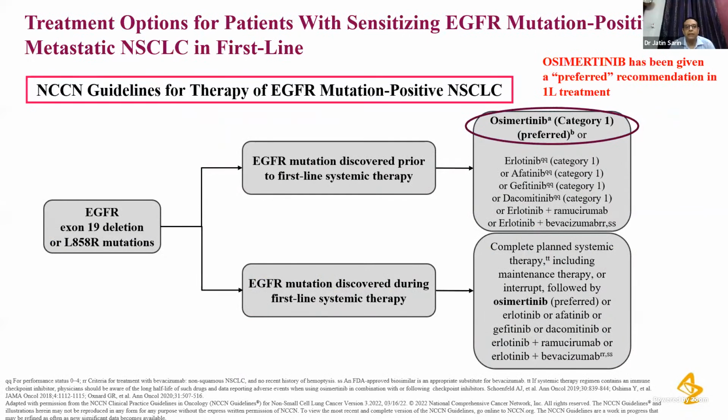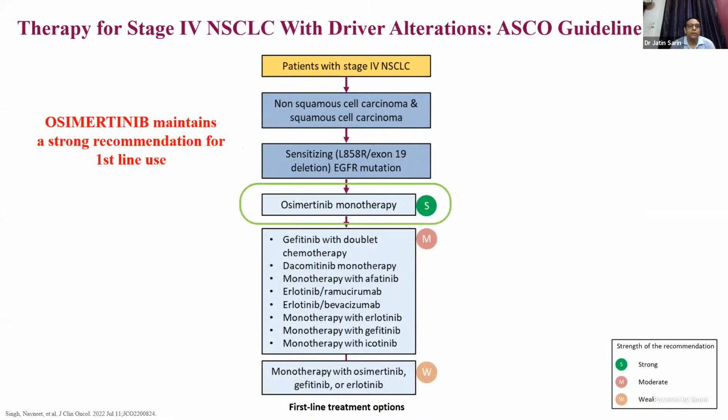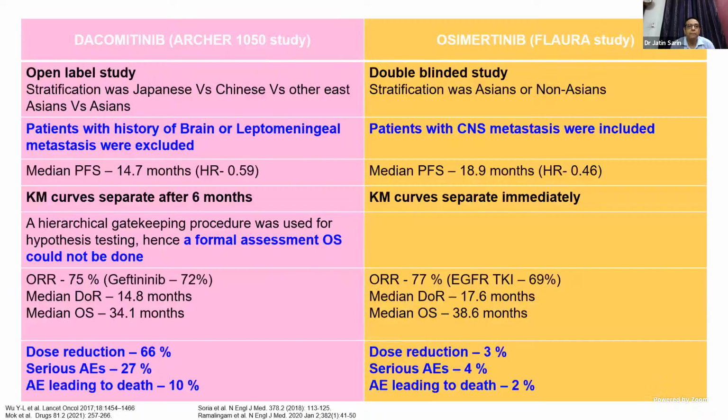So these are our NCCN guidelines, and as you can see, there are many options these days. All are category 1, but the preferred choice is osimertinib. And even if you have started with chemotherapy, you can always follow it up with osimertinib. So it's a strong recommendation as a first line usage.